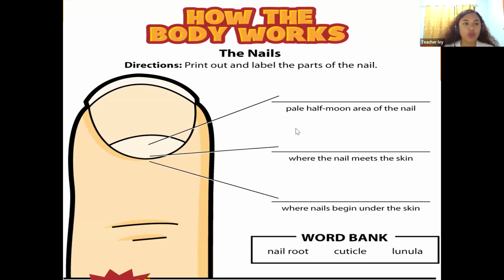This is what we are going to do as a review for our lesson last time. You are going to identify the different parts of the nail that is shown in the picture with description. Okay, since you are only three in the class tonight, then you are going to take it one by one.